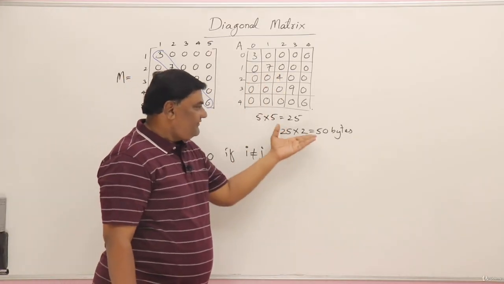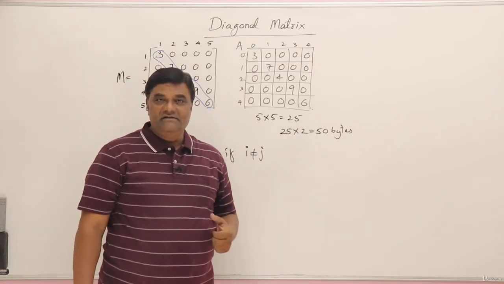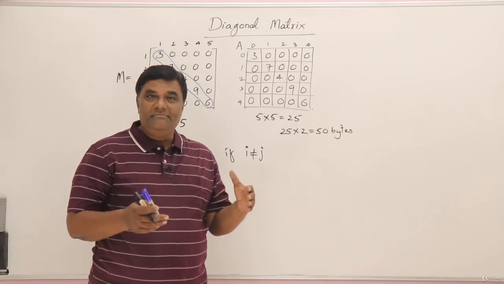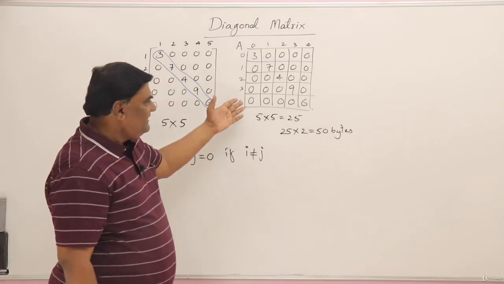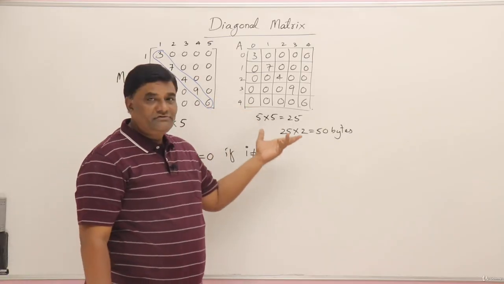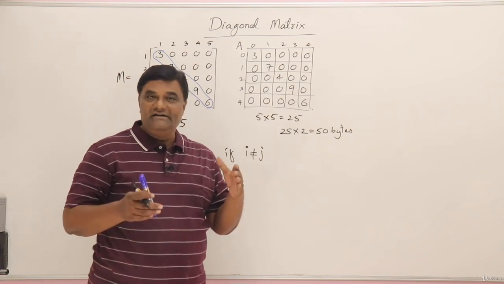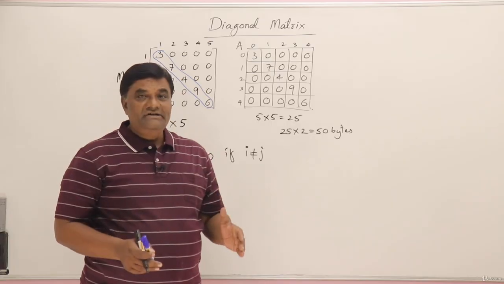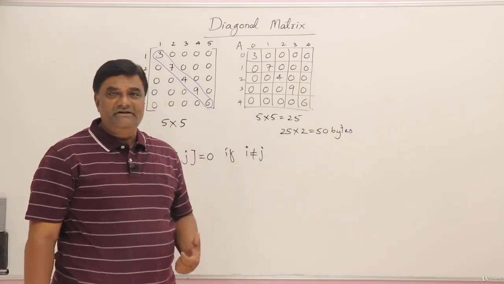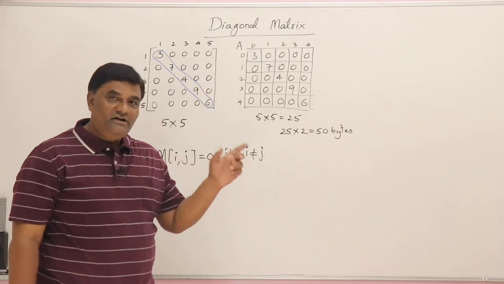So if I am storing this in 50 bytes of memory, then storage of 0 elements is unnecessary. So it is wasting space. As well, when I am processing on diagonal matrices, like if I am adding two diagonal matrices, then adding zeros is of no use. If I am multiplying two diagonal matrices, then multiplication with zeros is of no use. So I will be wasting time in processing upon zeros. So the idea here is that we want to store only non-zero elements. So how can we store only non-zero elements? For only non-zero elements, we can take just a single dimension array and store these elements. So let us see how we can do that.